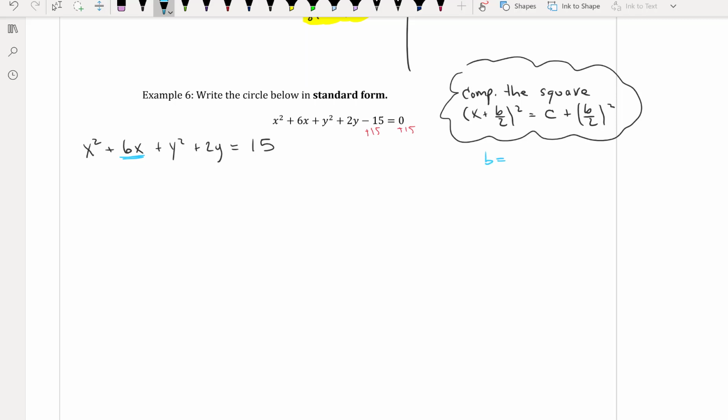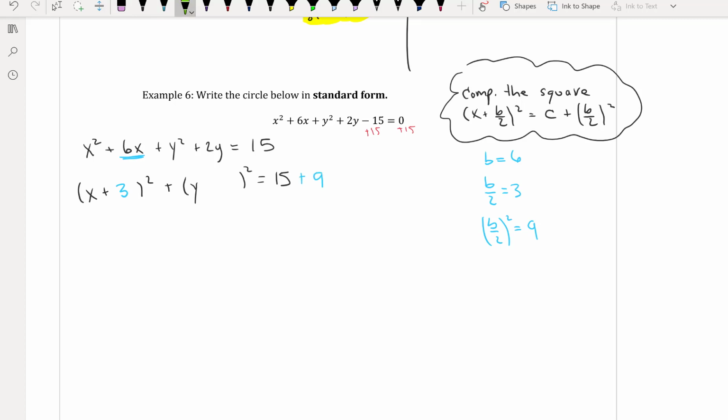So if I have my b is equal to 6, well, if I were to divide 6 by 2, I would get 3. Now if I were to square that 3, 3 times 3 is 9. So this is what I'm going to be using over here. So I have my x plus, and that b divided by 2 value is going to be 3. And so I have 3, if I square that, that's going to be a positive 9.